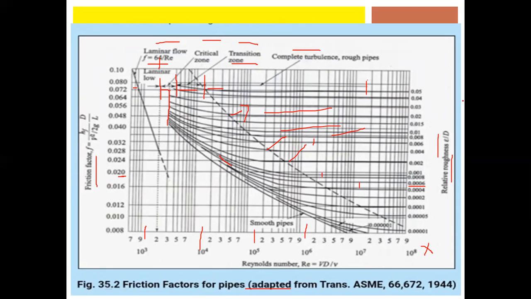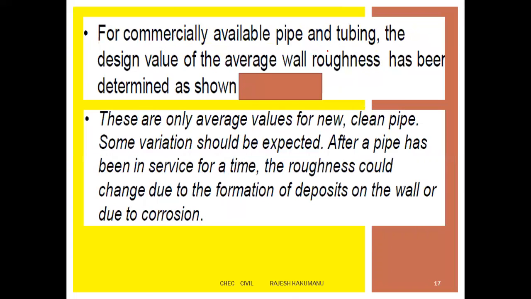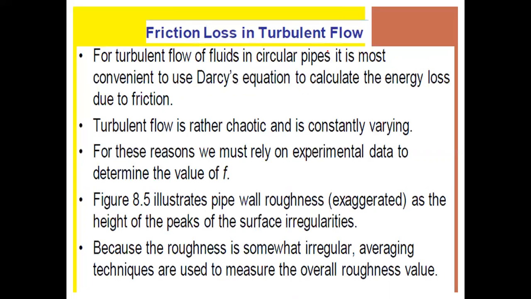Hope you understood. Drawing the Moody's chart is very simple. Draw a rectangle, write the friction factor on the left hand side, write the relative roughness on the right hand side, write the Reynolds number at the bottom, and start. Write the four things: laminar flow, critical zone, transition zone, and the complete turbulence rough zone. Then see how the friction loss takes place in laminar flow, and how it takes place in turbulent flow. Okay, so we'll see this one.